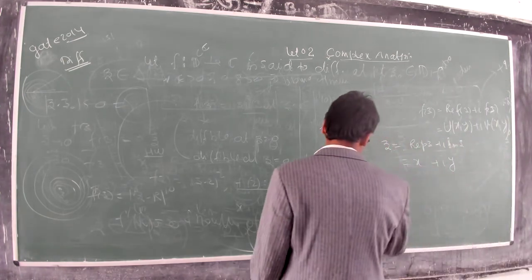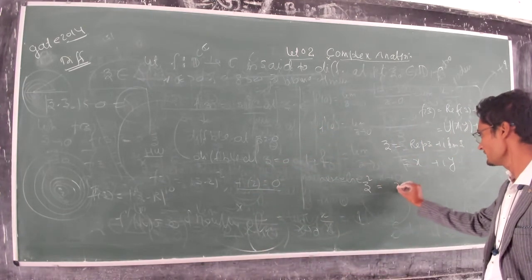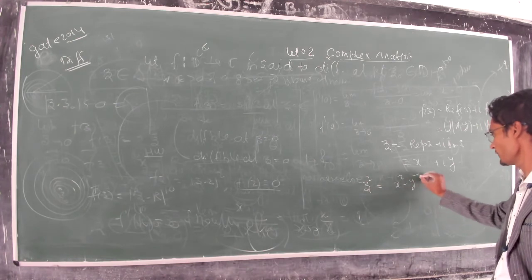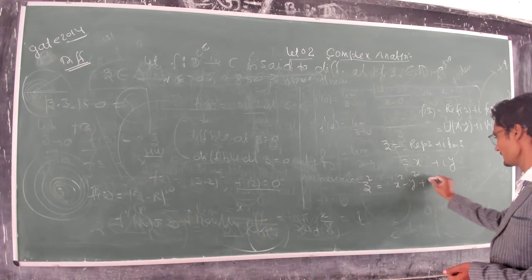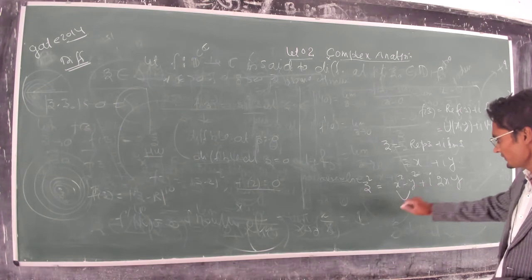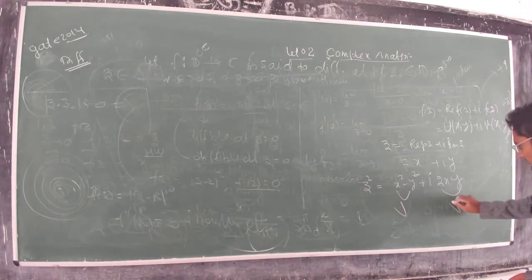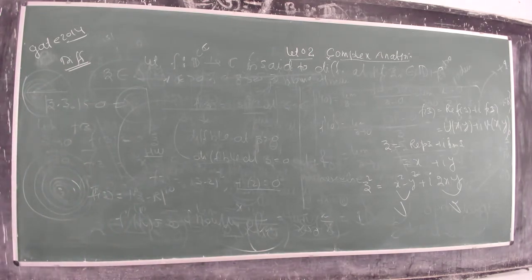If I have z square, if you do the squaring, then this will be x square minus y square plus iota times 2xy. So this will be your u(x,y), this will be your v(x,y). Whenever you have a function in the form of z, just replace z equal to x plus iota y. Separate the real part and imaginary part, you will get u and v.